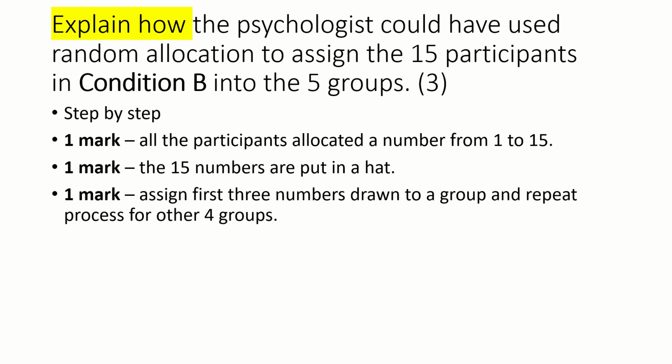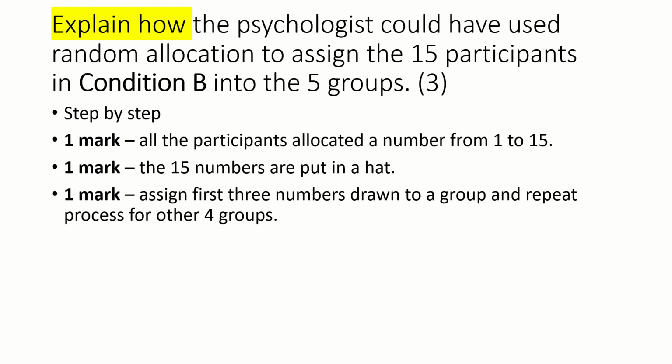This mark is the most important one to get. So what I want you to think about is assign the first 3 numbers drawn to a group and repeat the process for 4 other groups. So that means you pull out the first 3 numbers, number 7, number 4 and number 15. They are in one group. That's group 1. Number 2, number 6 and number 9, they are in group 2. So you're making sure that you end up with 5 groups of 3. So can you read your final mark and make sure you have made it clear how you will end up with 5 groups of 3.